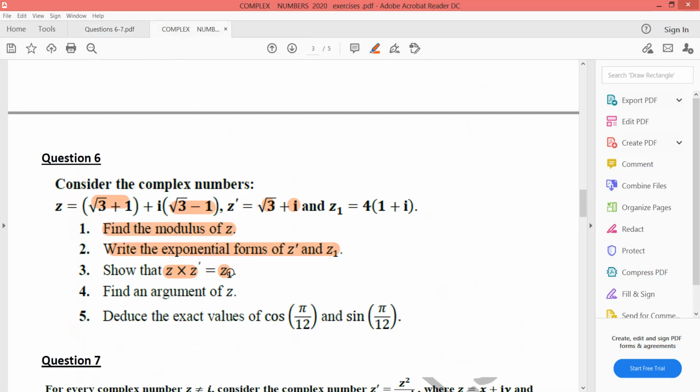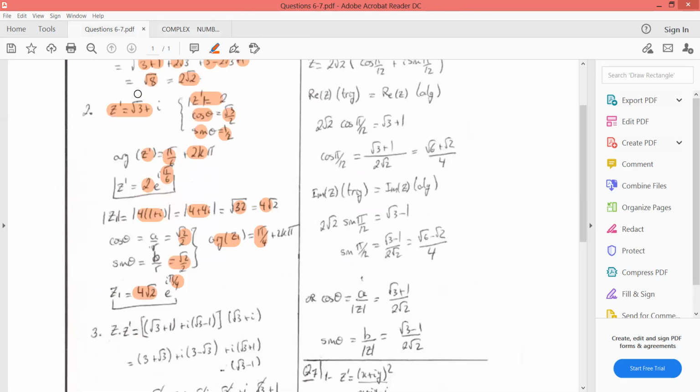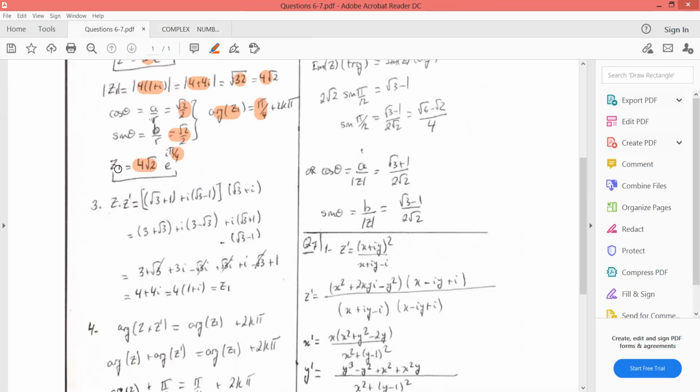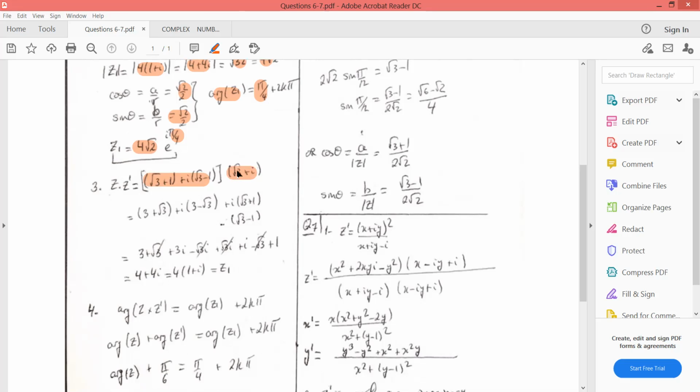Come on, let's do it. What do we do? Radical 3 plus 1 times, this is z times z prime, we just expand. Radical 3 plus i is z prime, and this is z. How do we expand? First, I multiply radical 3 plus 1 by each term. Radical 3 times radical 3 is 3. 1 times radical 3 is radical 3. Then radical 3 times radical 3 is 3 minus radical 3 i.